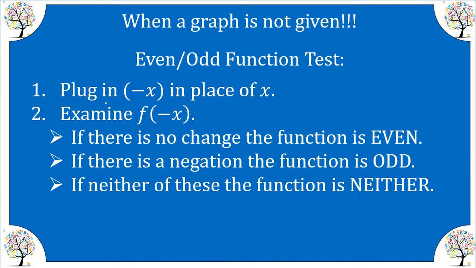So all we're going to be doing is replacing any x value in our equation with negative x, and then simplifying. If we get out the exact same equation, then it is even. If we get out the exact opposite, then it is odd. And if neither of these things happen, our function is described as neither.